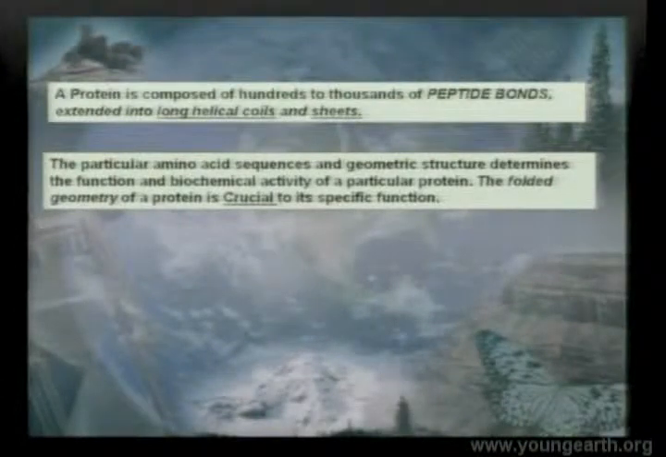The particular amino acid sequences and the geometric structures in these proteins determine the function and the biological activity of a particular protein. The folding geometry of the protein is crucial, let's say most crucial. The folding geometry, after it's all put together chemically, the way that big unit folds together determines how it functions, okay? It's crucial to its function. So all you do is change the folding geometry of a protein. It can have the same structure, chemically speaking. It can have a different function altogether.